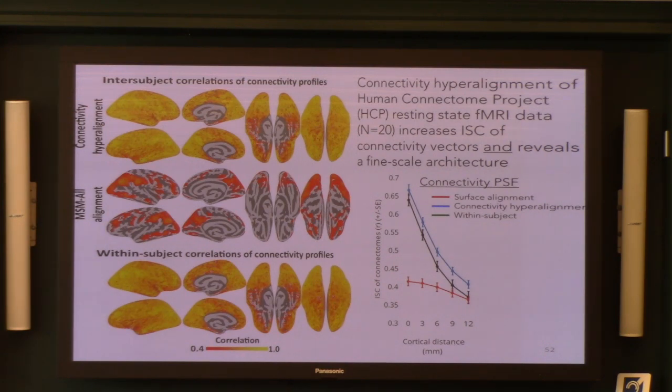And that means we can even look at resting state data. So in this paper, we took data from the Human Connectome Project, resting state fMRI data. We just took a small sample of subjects, 20 subjects, and showed that the between-subject correlation of connectivity profiles is dramatically improved after we do connectivity hyperalignment.